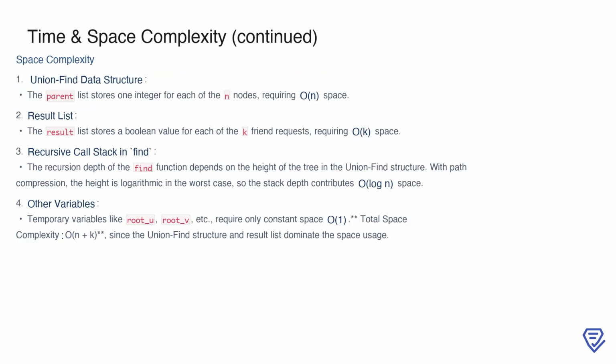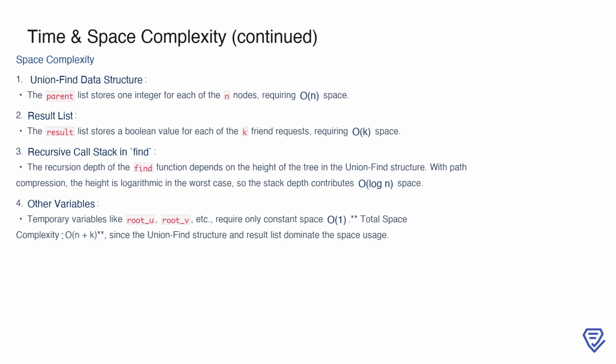Next, let's analyze the space complexity of the solution. The union find data structure requires a parent list that stores 1 integer for each of the n nodes, which takes O(n) space. Additionally, the algorithm maintains a result list to store the outcome, true or false, for each of the k friend requests, contributing O(k) space.